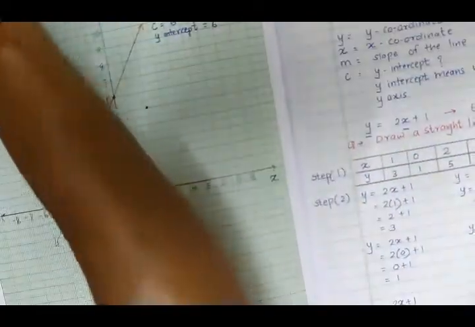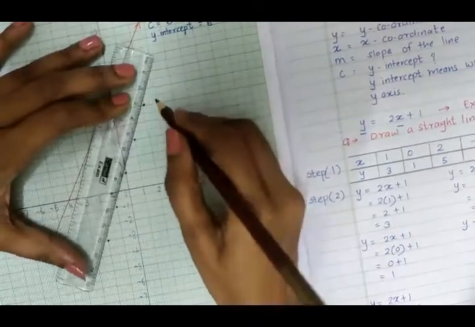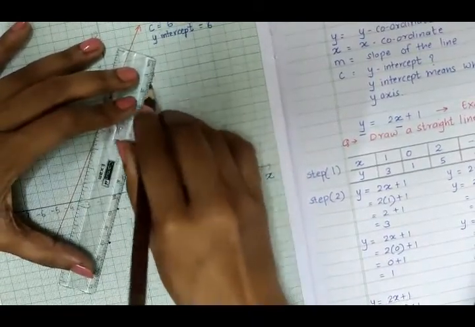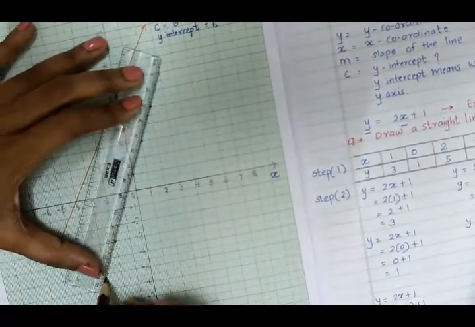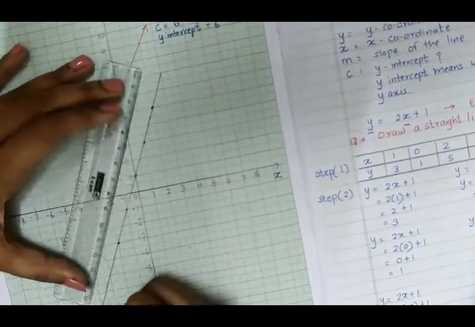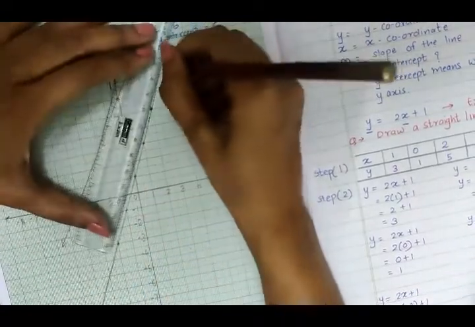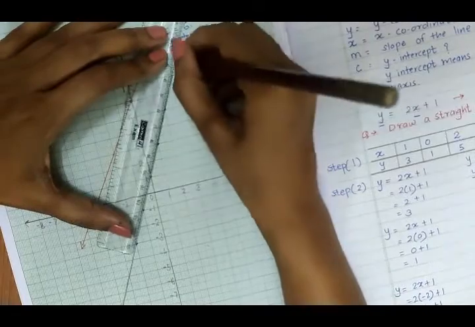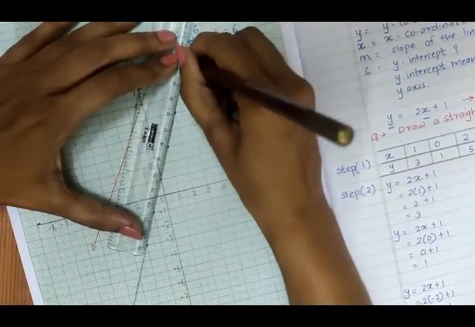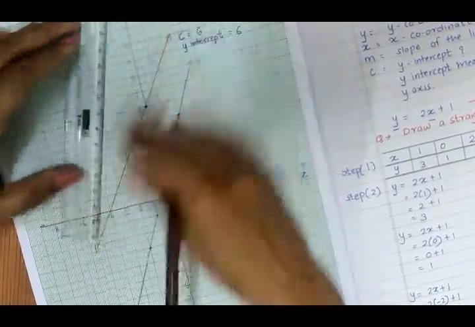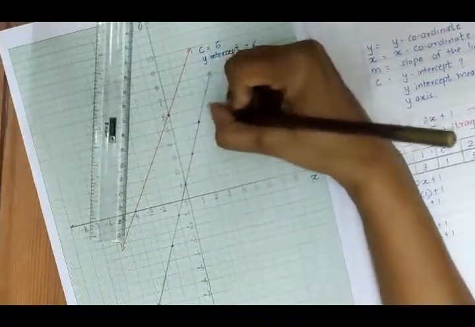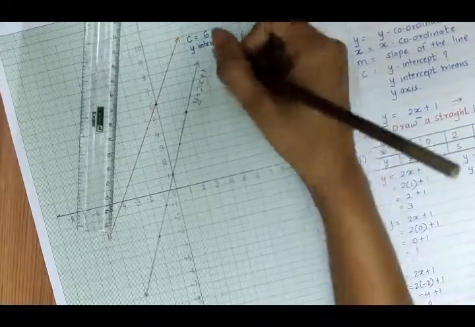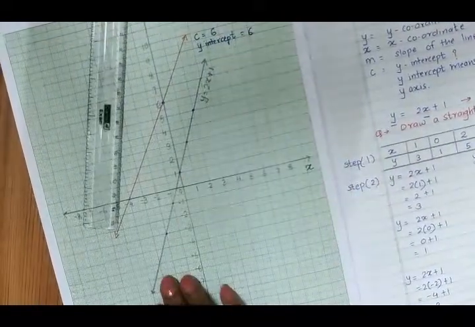So to do that, I'll take a ruler and a pencil and I have to draw a straight line which is passing from all these points which I have just now plotted. You can extend the line a little bit on either of the side by keeping the same slope. So this is your equation of line y is equal to 2x plus 1, which is passing from the given points.